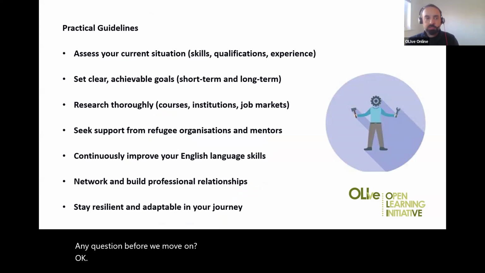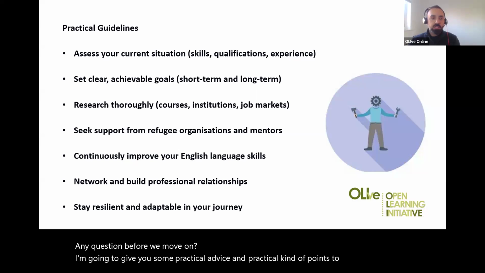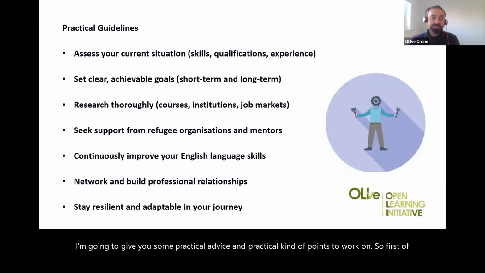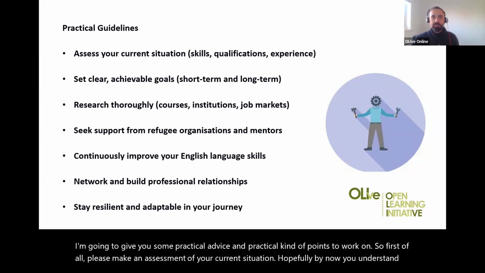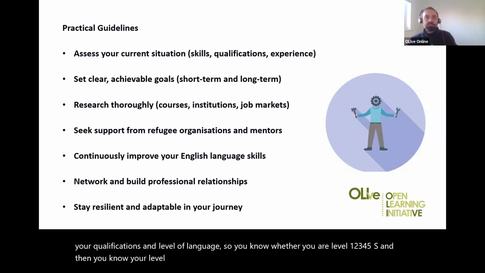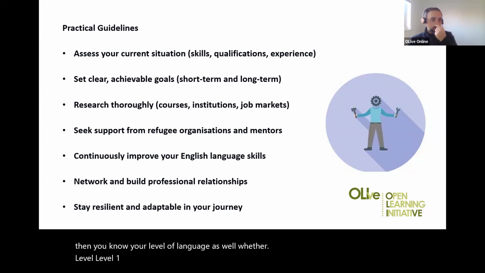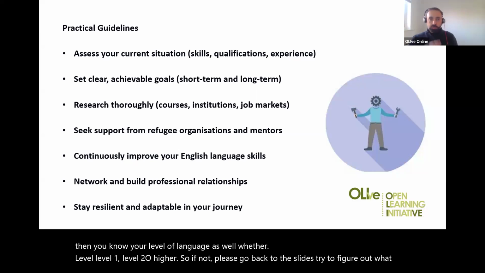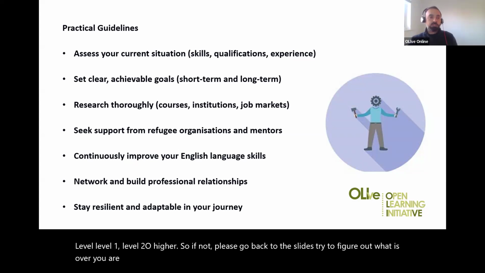I'm going to give you some practical advice and practical points to work on. So first of all, please make an assessment of your current situation. Hopefully, by now, you understand your qualifications and level of language. So you know whether you're level 1, 2, 3, 4, 5. And then you know your level of language as well, whether you're entry level, level 1, level 2, or higher. So if not, please go back to the slides, try to figure out where you are on the different levels of education here in the UK.